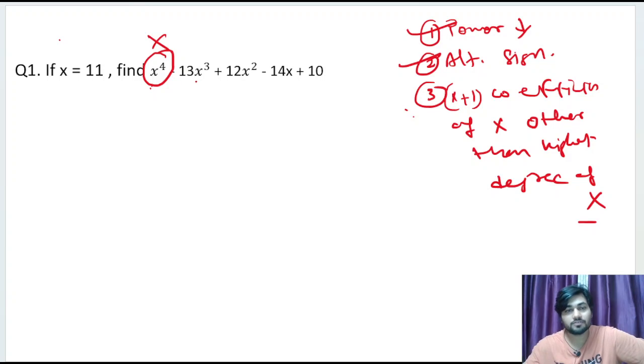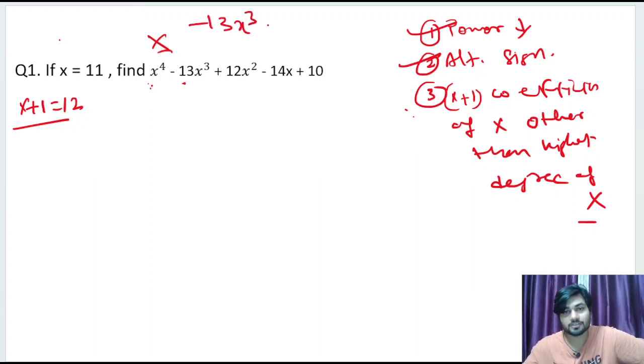Now power 3. Just see the power 3. What is the value of x plus 1? The value of x plus 1 is 12. So do we have x plus 1 here, do we have 12 here? No, we don't, so we will make it 12. If we make minus 13x cube as 12, what will we have? We'll have minus 12x cube minus x cube.